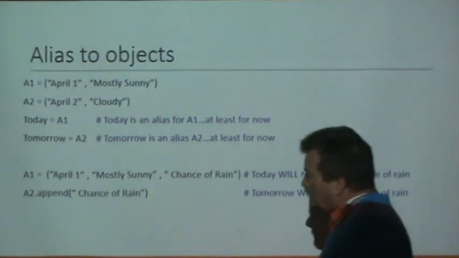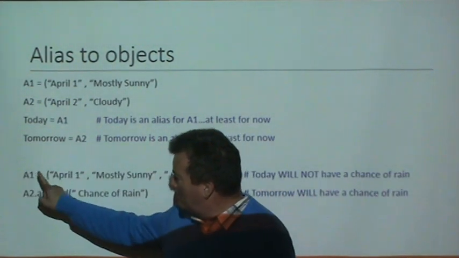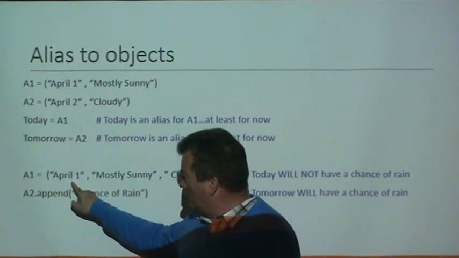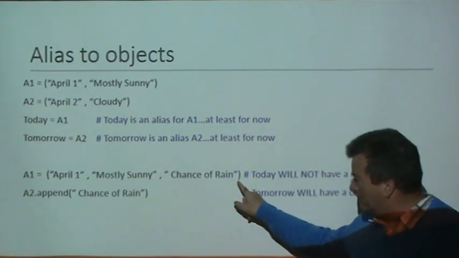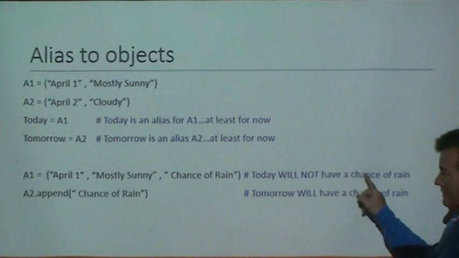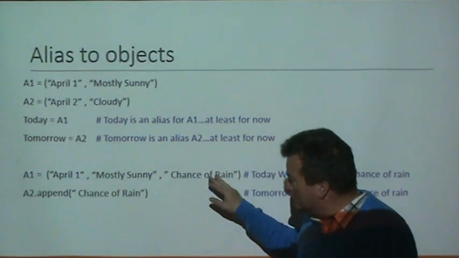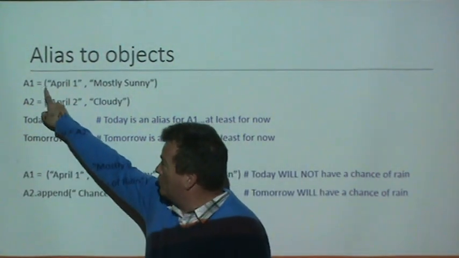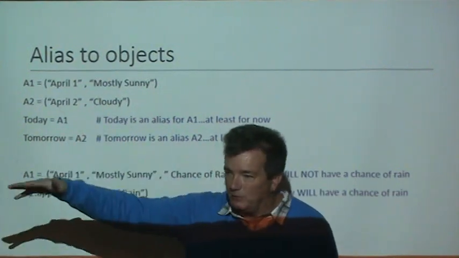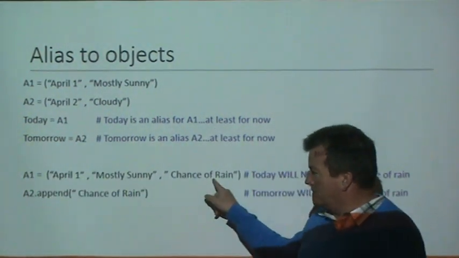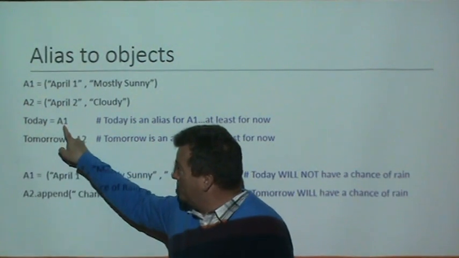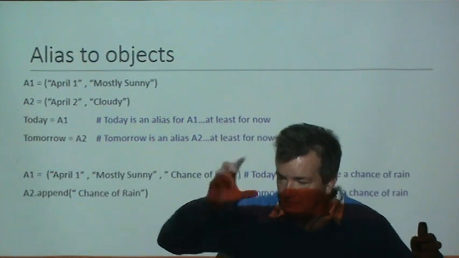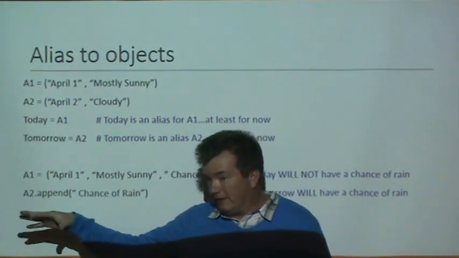Okay. Now suppose you came along and you said, I want to change A1 to be a brand new array, April 1, mostly sunny, chance of rain. Today will not have a chance of rain because this is a brand new string. You came out and said, I don't care what April 1 used to refer to, I'm giving it a brand new definition. It's now April 1, mostly sunny, chance of rain. So today, which used to refer to A1, which is April 1, mostly sunny, that piece of storage will stay. Today will still refer to that, but A1 takes on a new value.